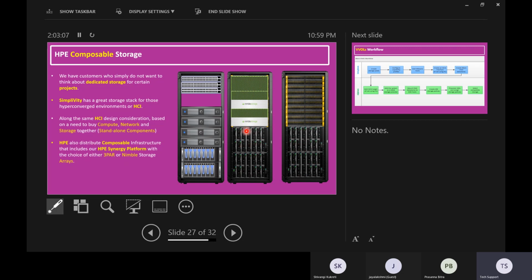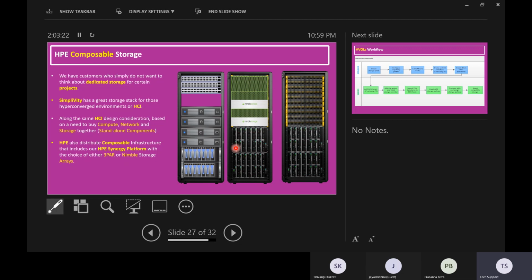Synergy is the model name. This is how the Synergy blade server looks like. Synergy blade is a better blade server. It has a number of blades. Suppose in this one Synergy frame, how many blades? 1, 2, 3, 4, 5, 6.